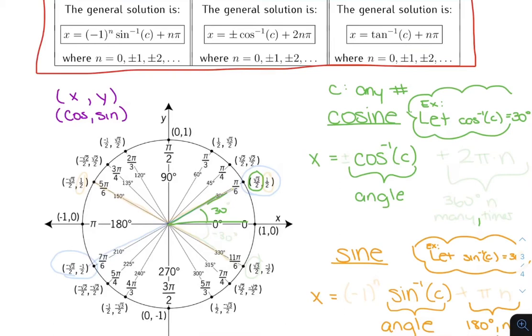But remember that if we go around the circle 360 degrees, that leaves us at the same spot. So if we go around 360 degrees, that's also represented by 2 pi. This means that you're going around the circle 360 degrees, and you can do this multiple times. So you can do it n times, n many times.